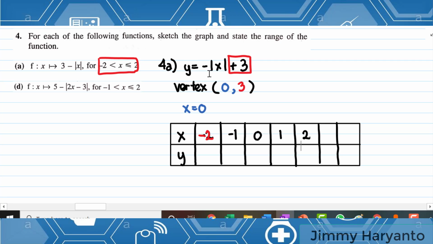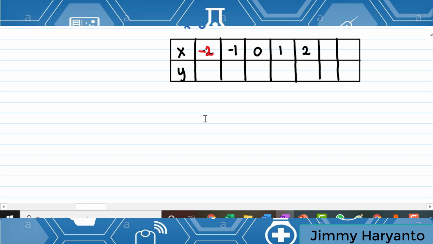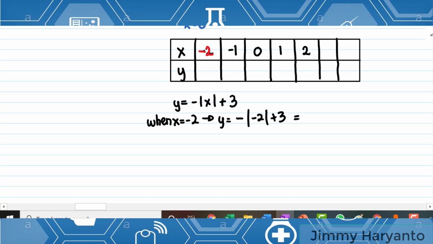Okay, I will rewrite this one to find the y. So y will be, when x equals -2, y will be negative absolute value of -2, and then plus 3. The result will be: the absolute value of -2 is 2, minus 2 plus 3 is 1. Okay, you have to calculate fast.